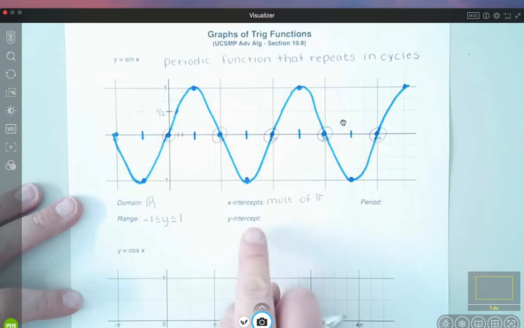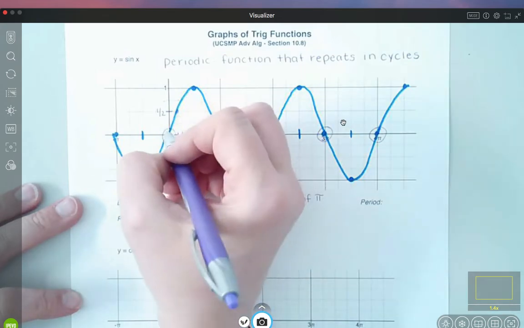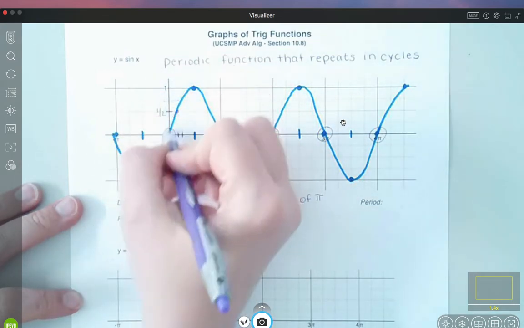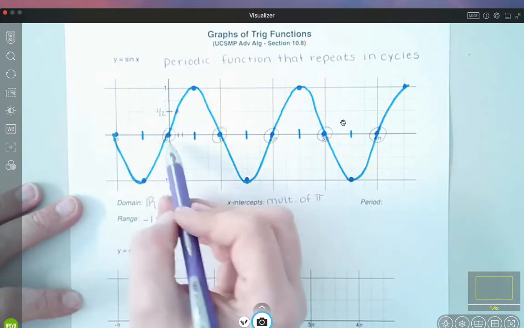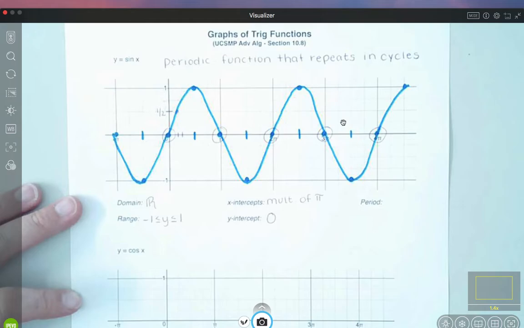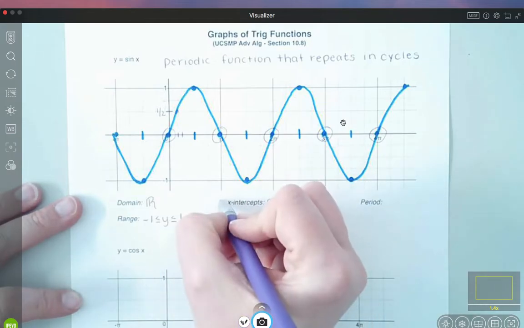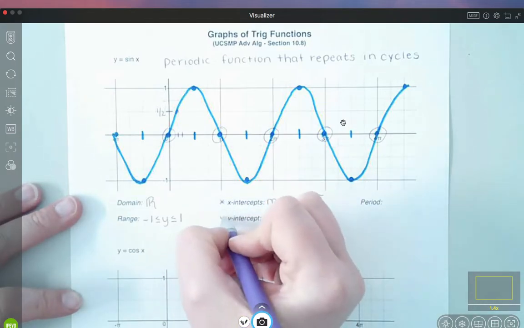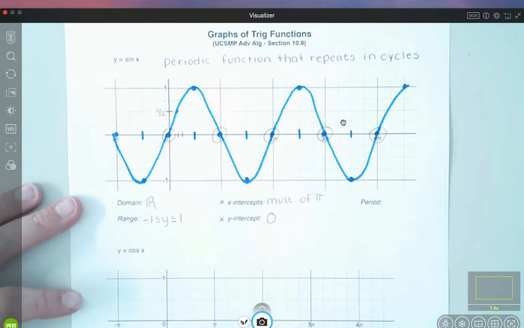For the y-intercept, this one crosses, here's my y-axis right here, in case you lost track of it. This one crosses the y-axis at 0. And again, that's going to be something that's different with the cosine function. Okay, so the sine function has these two things true. Cosines are going to be a little bit different.